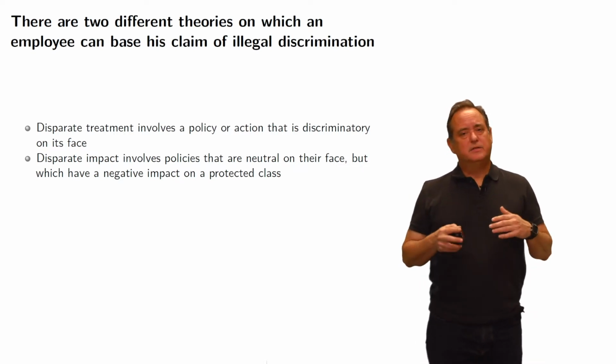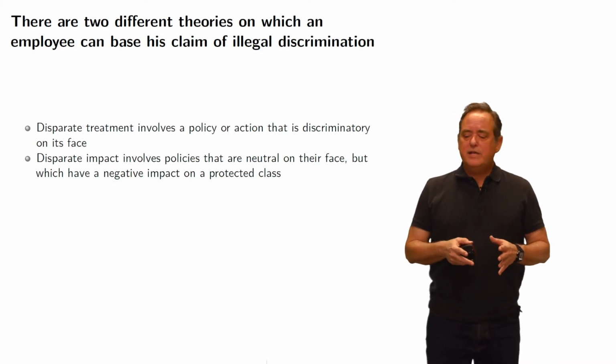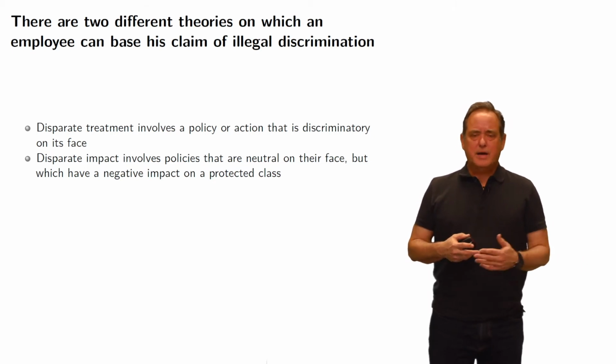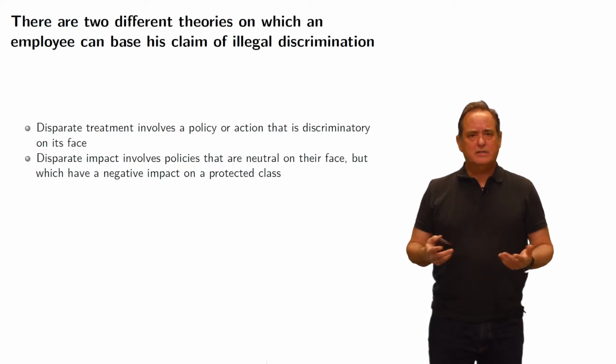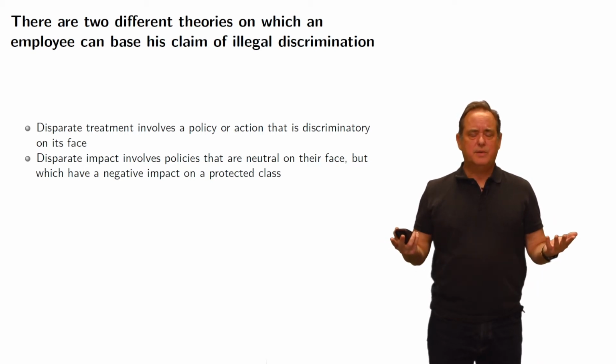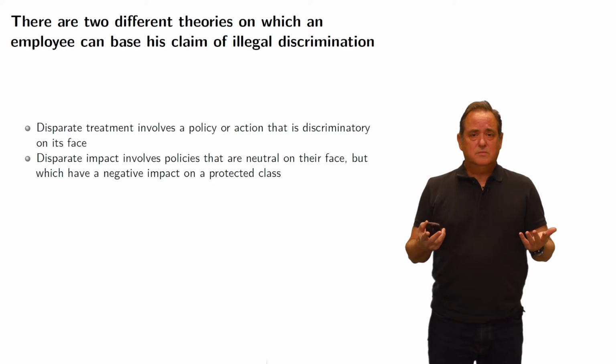Disparate impact involves policies that are neutral on their face, but which have a negative impact on a protected class. So we talked about employment at will, and you can fire people for almost any reason you want as long as it's not an illegal reason. Well, if I come to work one day and I say, look, I'm going to fire everyone that has brown hair. I don't trust people with brown hair. There's going to be a lot of people go.